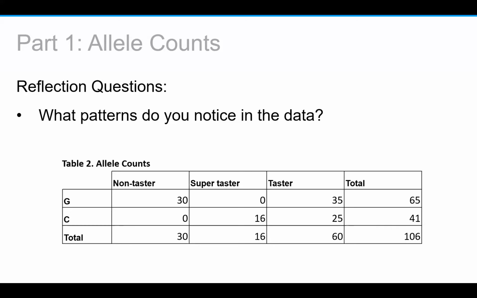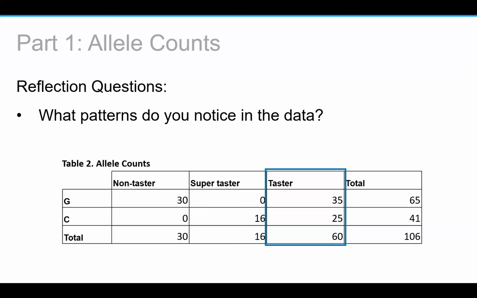Looking at the results again, we can see a pretty clear pattern in the distribution of alleles across the non-taster and supertaster phenotypes. Students may also notice that the taster phenotype, which is in between the non-taster and supertaster phenotype in terms of bitter taste perception ability, has a more even split of alleles, although it's not quite 50-50.